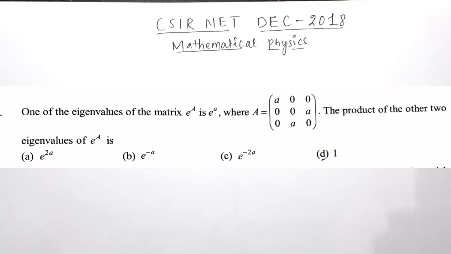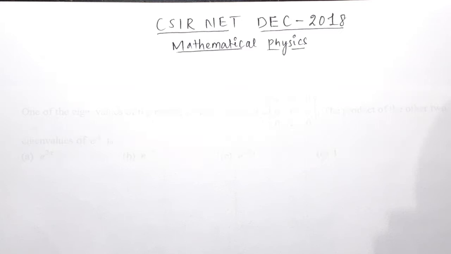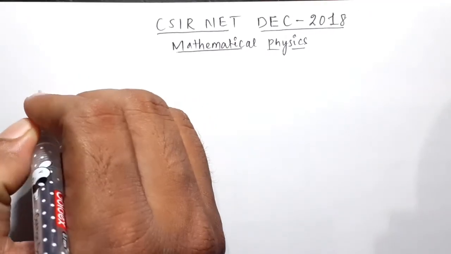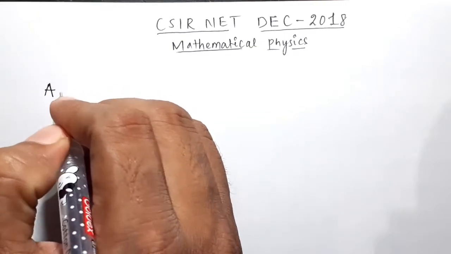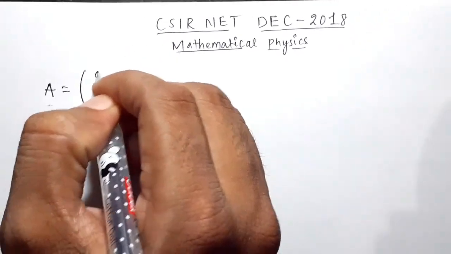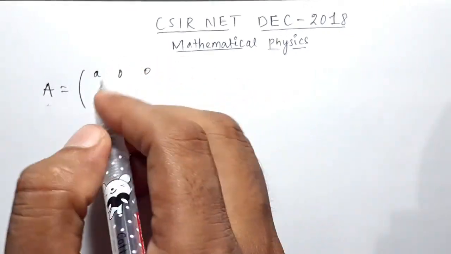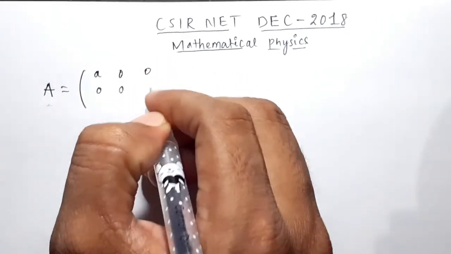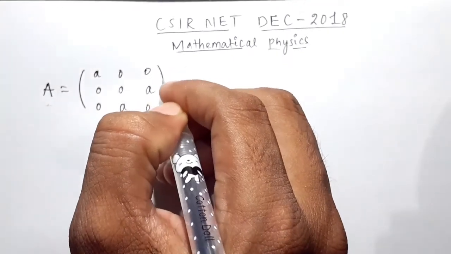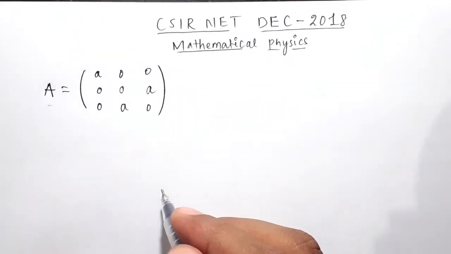According to the question, one of the eigenvalues of this matrix e to the power A is given, and we need the product of the other two. Let's see how to solve this. We have to write the given matrix, that is the A matrix, which equals [a 0 0; 0 0 a; 0 a 0]. So this is our given matrix.